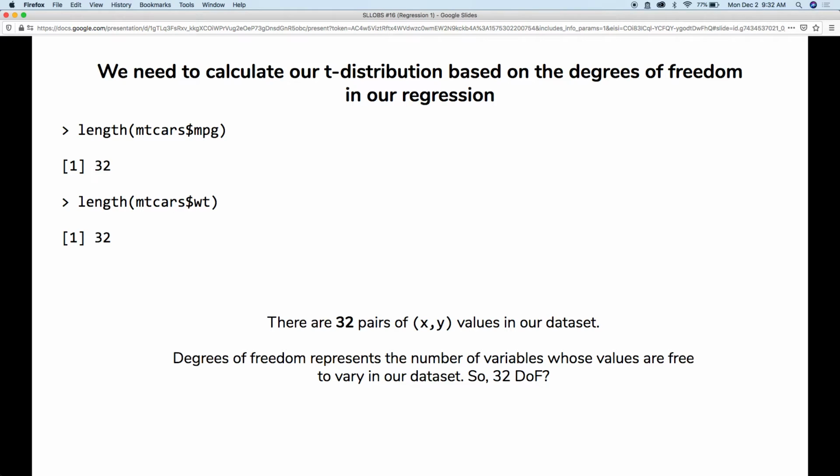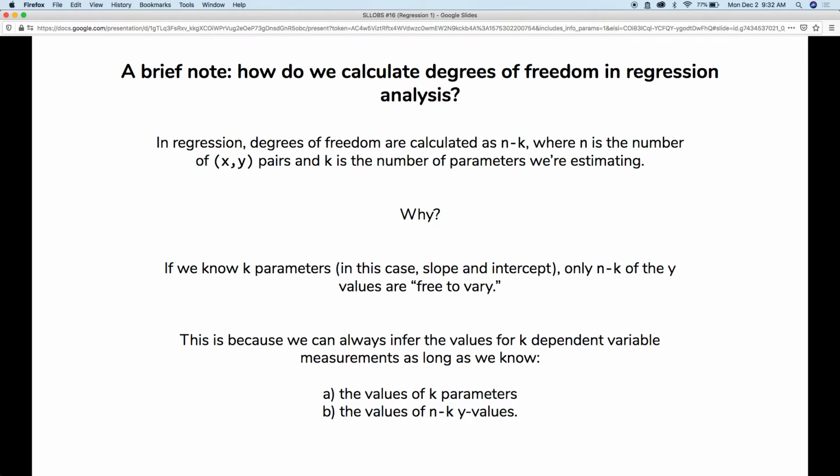And when you're doing linear regression with a single predictor, you actually have n minus 2 degrees of freedom. So in this example, we actually have 30 degrees of freedom. And I've included this slide, which we can walk through to figure out why that's the case. I think I've described this accurately, but someone can feel free to correct me if I'm off here.